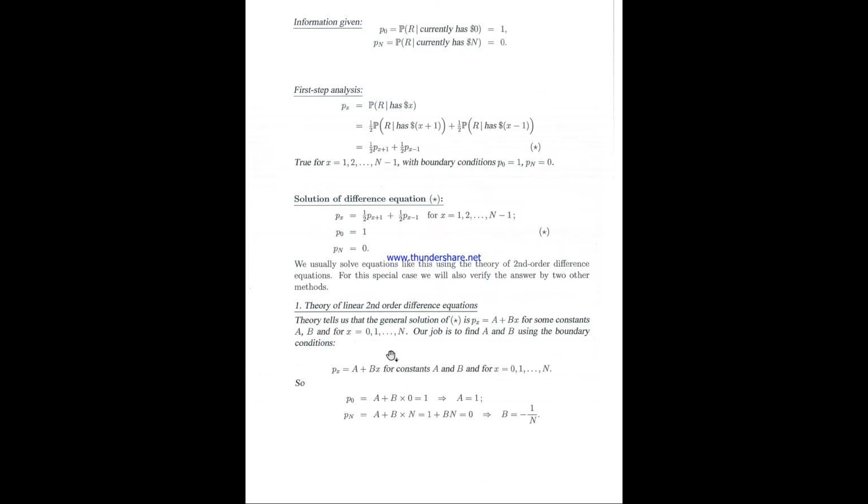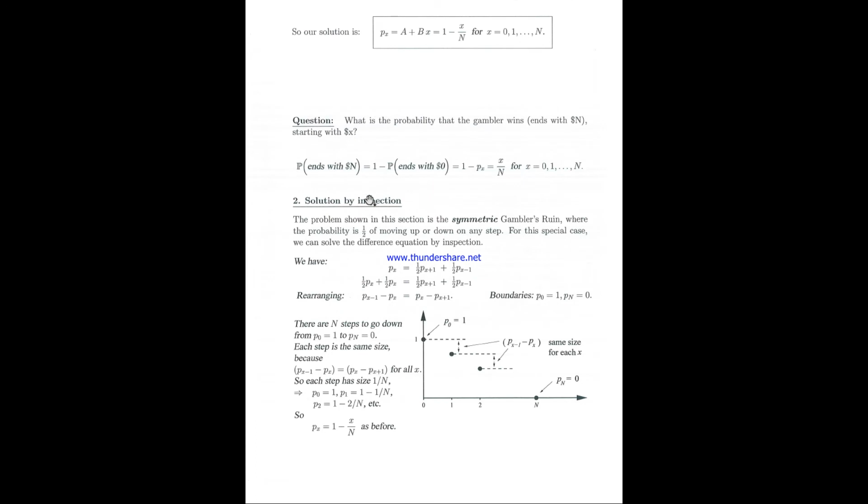In that case, we know the solution is in the format Px equals A plus Bx. So what we need to find is the two constants A and B. Since you have the two boundary conditions, we substitute 0 into the equation and found the A value is 1, and then we substitute capital N into the equation and found the B value is minus 1 over N. Therefore we can write Px as 1 minus X over N. So this is the solution.